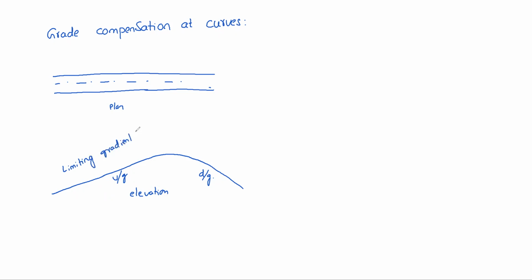Suppose here the limiting gradient is 1 in n, or let us assume it is a percentage itself. Limiting gradient n%, okay. It may be 5%, 6%, 7%, something like that. Why do we need to limit the gradient? Based on the hauling capacity of the vehicle, it can haul up to a certain gradient only.